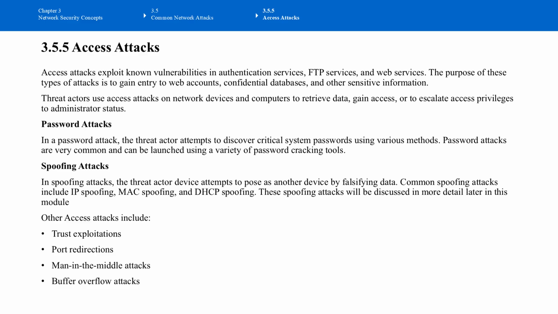Man in the middle. The attacker positions themselves between two communicating devices to intercept or potentially manipulate their communications. And there is a buffer overflow. This sends more data into a memory buffer than it can safely handle, potentially causing a crash or allowing unauthorized code execution.